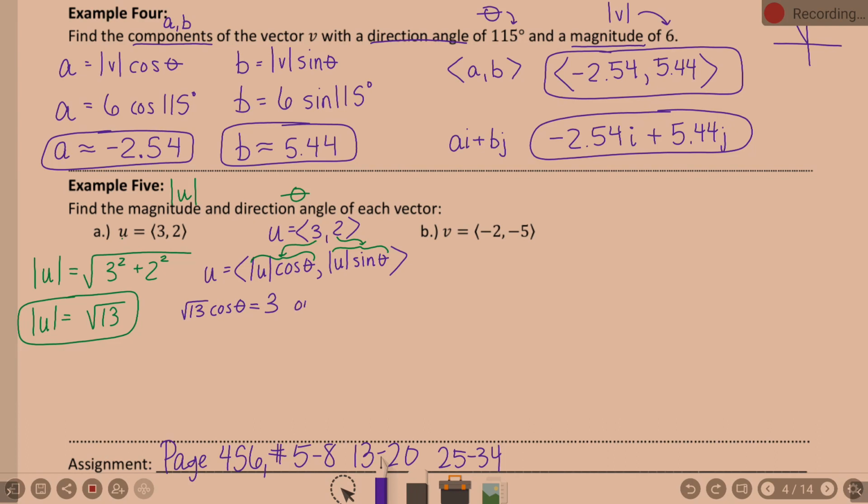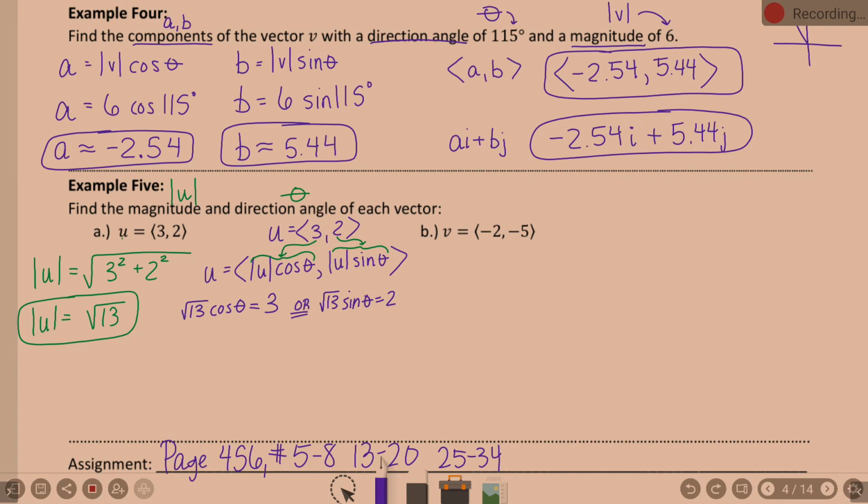Or we can set up a similar statement with our vertical component, absolute value of U, so square root of 13 times sine of theta, and this one's going to equal 2. Now, you'll notice I put "or" in there, didn't I? Technically, they're going to give you the same answer. You can pick one and solve it. We don't have to work both of these. I'm going to work both of them just to show you, but we don't have to.